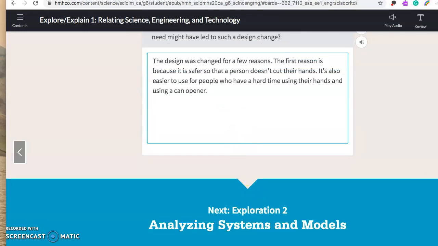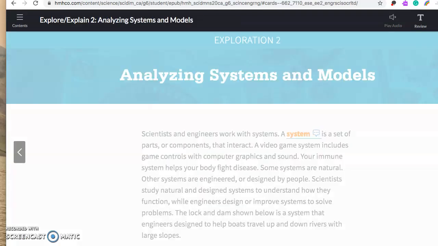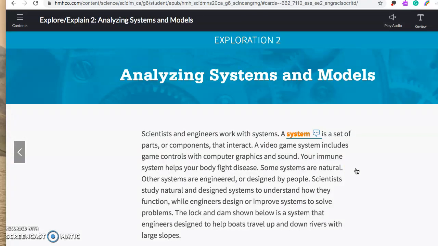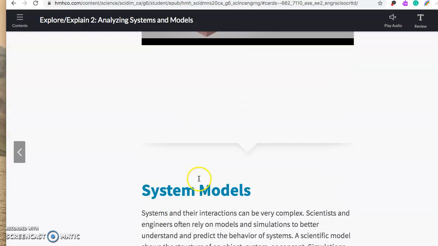All right, and then it says exploration 2. Move on to exploration 2. They're doing systems and video game systems, and we're going to talk about all the different parts of a video game system, which should be really interesting. A system is a set of parts, components that interact. Systems can include working with doctors, can include video game systems, and can include large structures like dams and locks and different aspects of water.